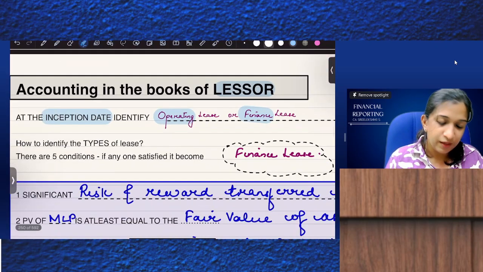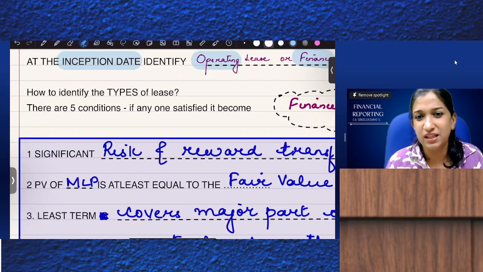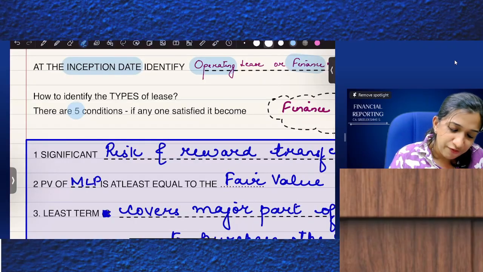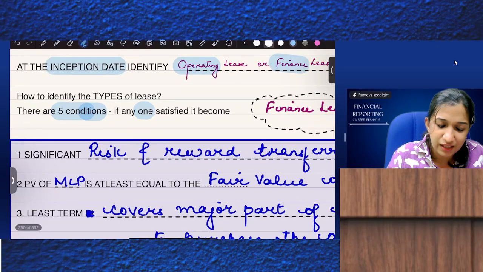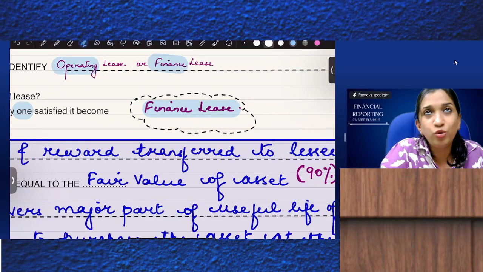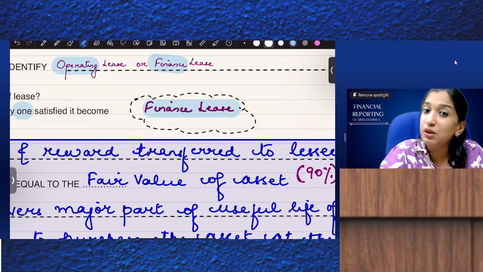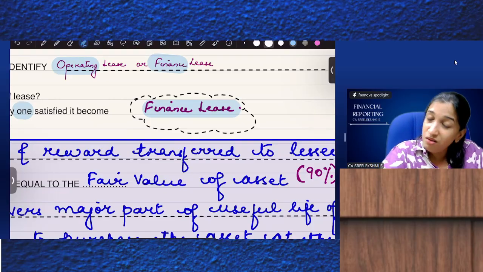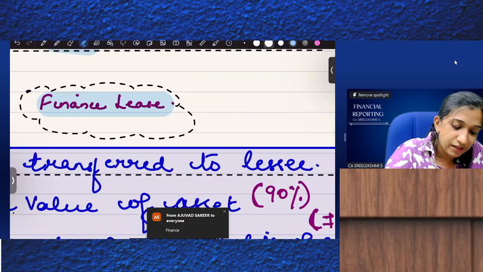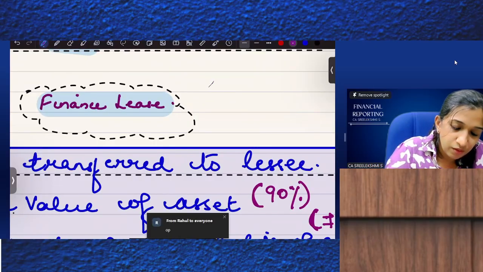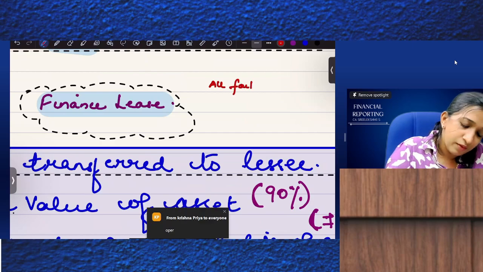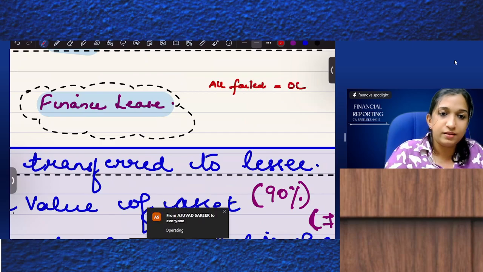Now, how to identify the types of lease? There are 2 types of lease, finance lease and operating lease. Out of 5 conditions, if any one is satisfied, it is a finance lease. If all fail, then it is treated as an operating lease.